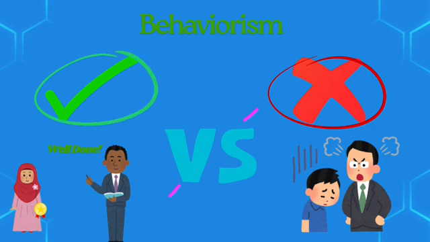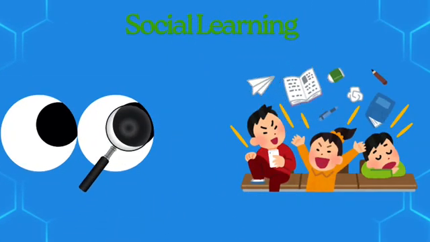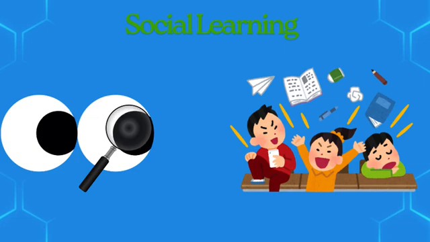However, learning is not only about rewards. Albert Bandura's social learning theory showed that children also learn by observing others. This means that teachers are powerful role models. The way we speak, treat others, handle mistakes, and show curiosity all influence our learners. When we model respect, cooperation, and a love for learning, students begin to copy those same positive behaviors.